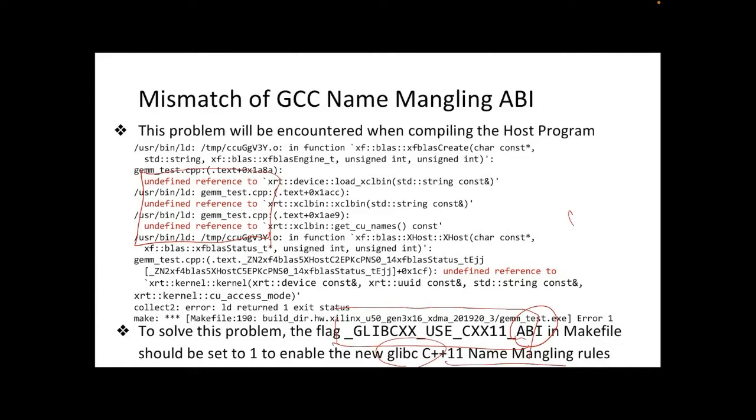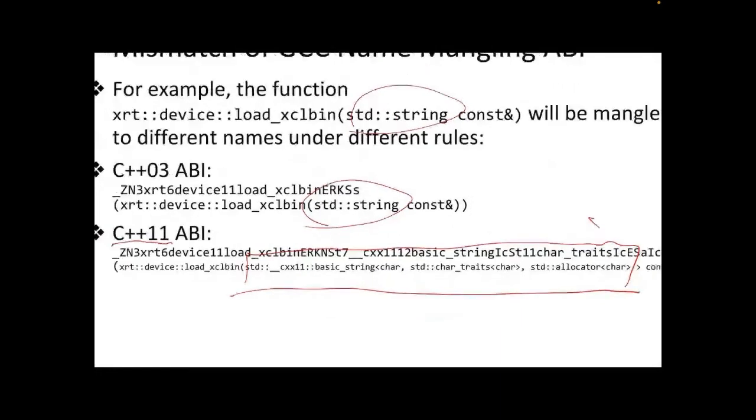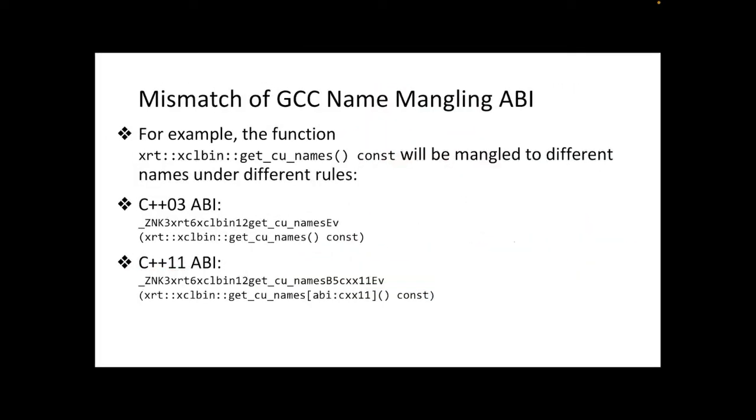If this is set to 0, it will use C++03. So for example, a function with an std::string argument will be mangled one way in C++03, but in C++11 it expands the string to its inherent type. Another example is the getCU names function: the C++11 API appends additional information in the mangled names, so it cannot be linked, because the mangled name is different between the XRT library and the mangled function.